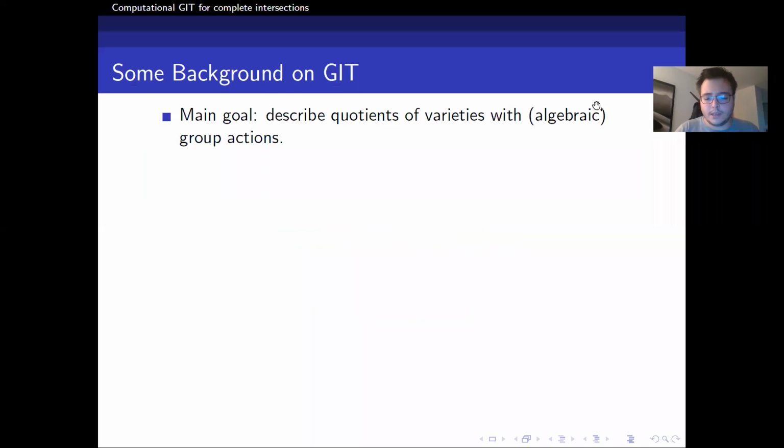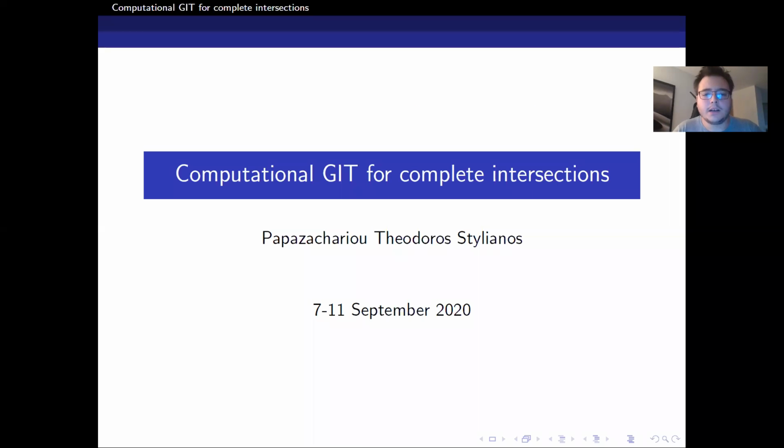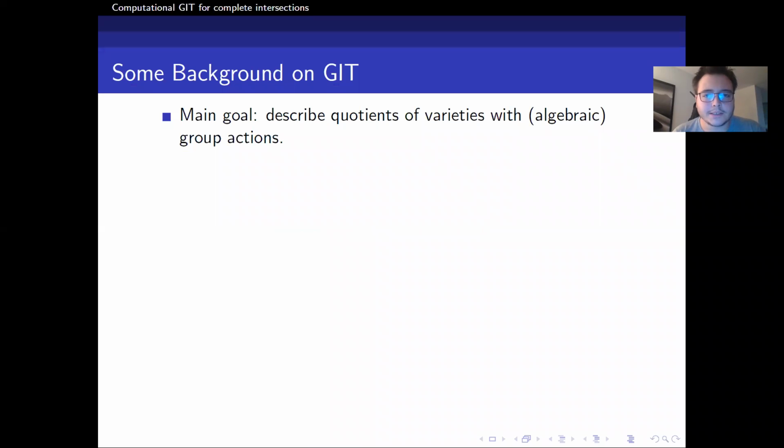Good afternoon. Today I'm going to be talking a bit about some computational approaches to the GIT for complete intersections. To begin with, I will be giving a brief background on the GIT. The main goal of the GIT is to describe quotients of varieties with algebraic group actions.